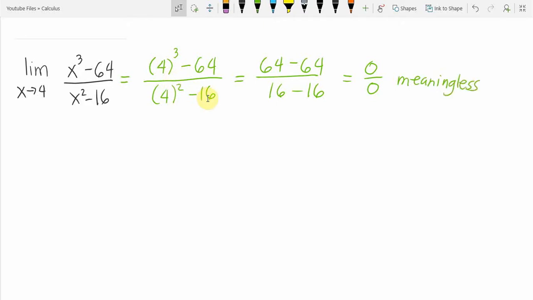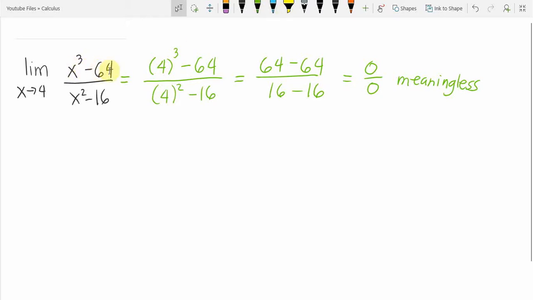Meaningless. We do not want meaningless answers. That's why we need to do something in our original expressions so that when we substitute x is equal to 4, we do not arrive at a meaningless result. Basically what we need to do here is to do factoring. So that's why we need to recall our factoring techniques.